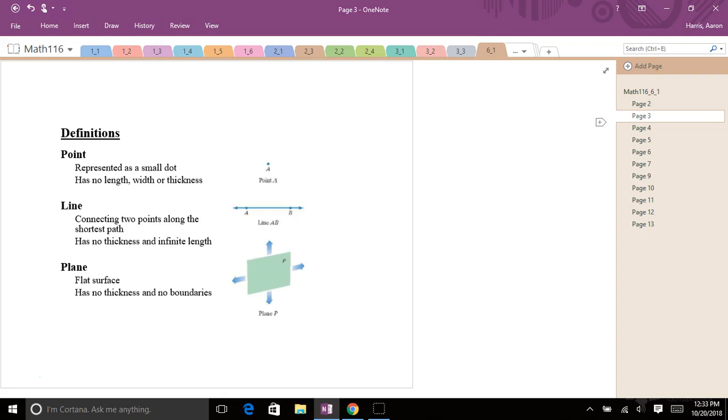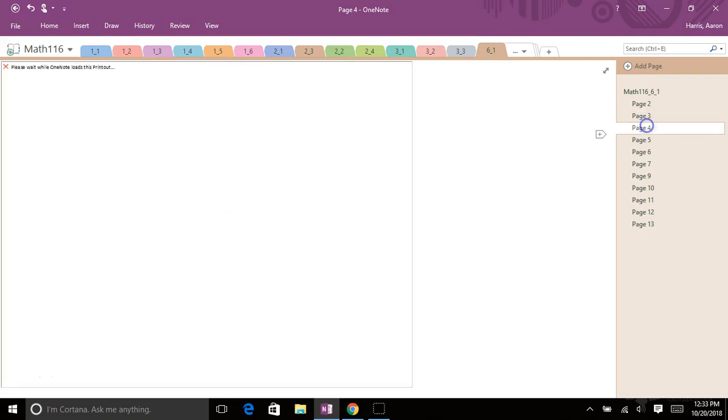Point. I think we all know what a point is, but it's represented with the little dot there. But it has no length, width, or thickness. A line, same thing, no thickness on this line. It's infinite length. You've got a plane there. You might want to think about a chalkboard or a whiteboard, it's extended in all directions like a plane, except there's no thickness to it.